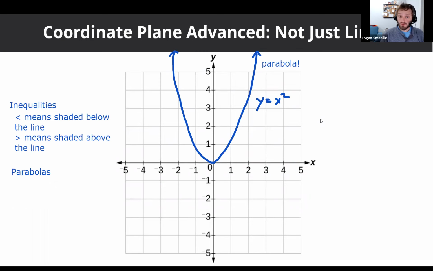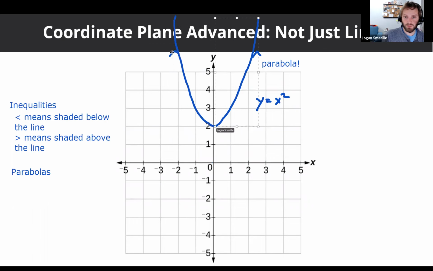But what if our parabola moved? What if our parabola moved up there? Same shape, but now it's just higher up. Does anyone know? Tell me in the chat, what is the equation for this parabola? If you don't know, you can guess. How might we change this?